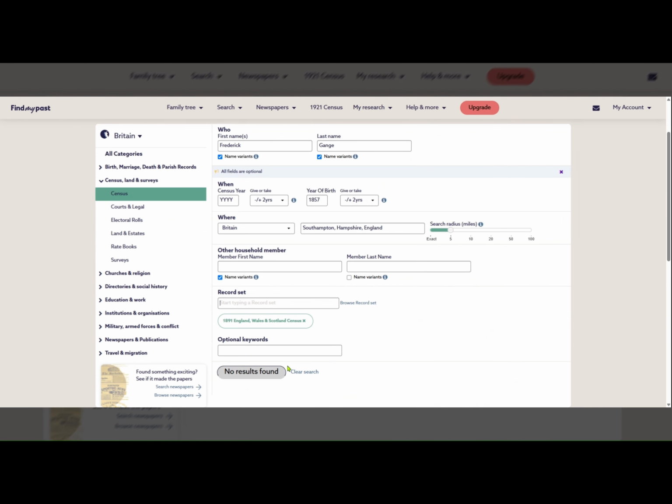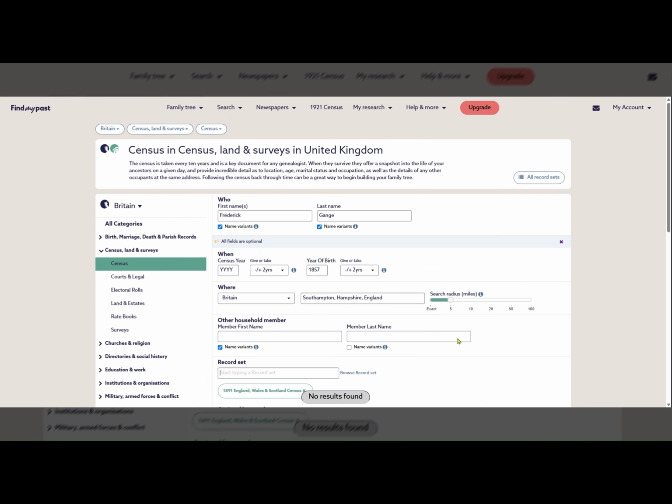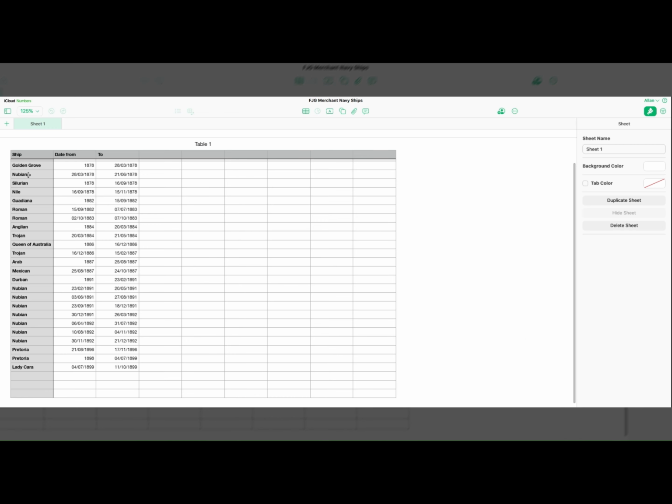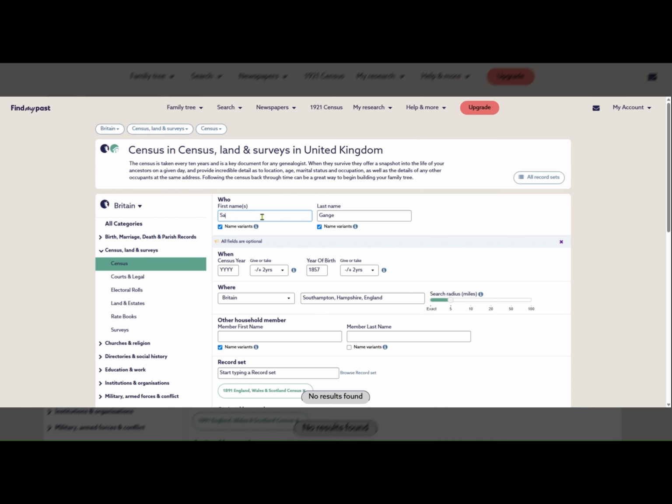And no results found. Now there is a very good reason for that. As it said on Frederick Joseph's birth certificate, Frederick Joseph Sr. was in the Merchant Navy. And in the 1891 census, on the 5th of April, we can see from this list of ships that I compiled that he was out to sea on a ship called the Nubian. So we'll now have to look for Sarah Ann and see if she comes up.